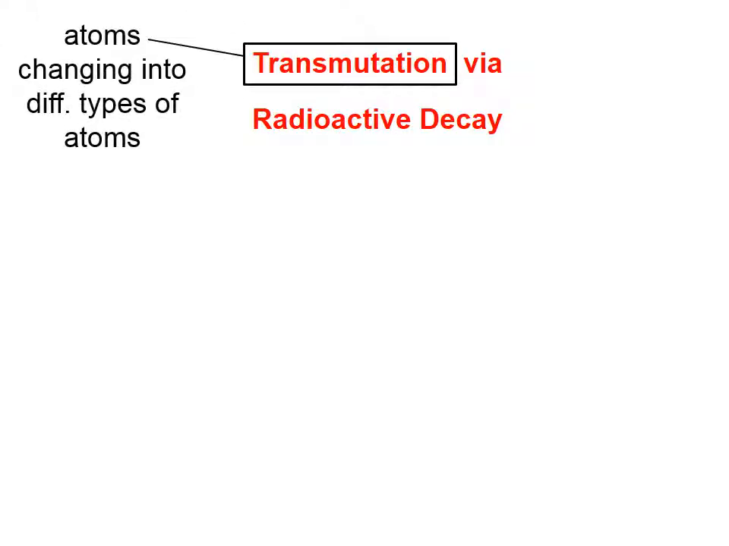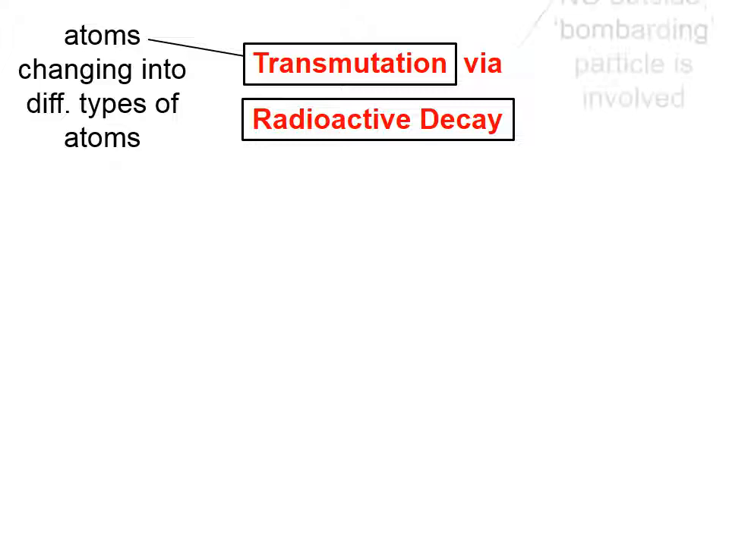The word transmutation means atoms changing into different types of atoms. Now, of course, transmutation doesn't happen in chemical reactions, because in a chemical reaction, whatever type of atoms and how many you start with, that's what you have at the end. It's just to whom they're bonded that is different at the end than at the beginning. But in a nuclear reaction, atoms actually change into different types of atoms, and we call that transmutation.